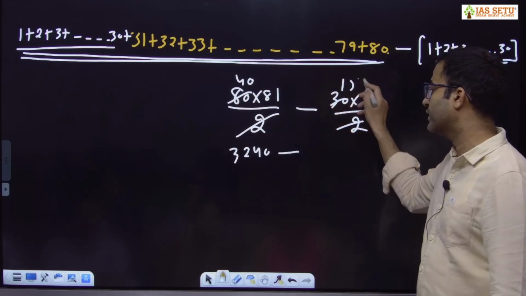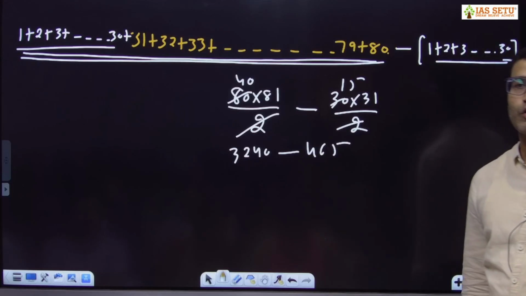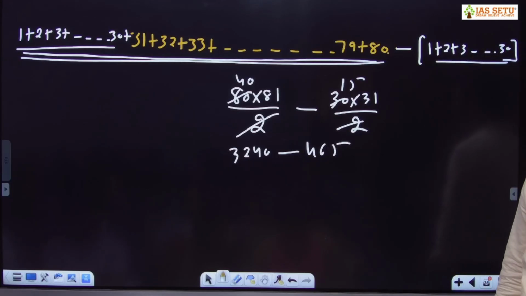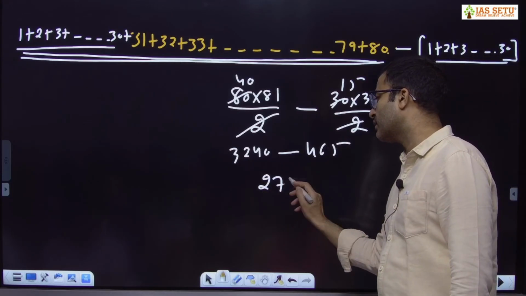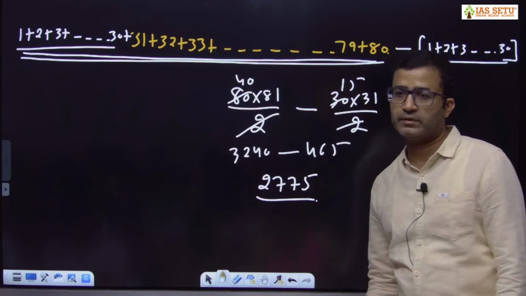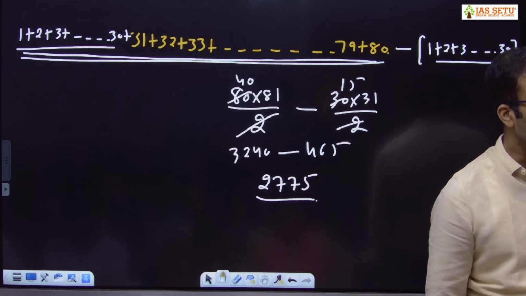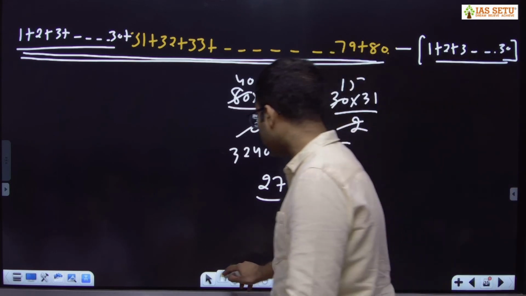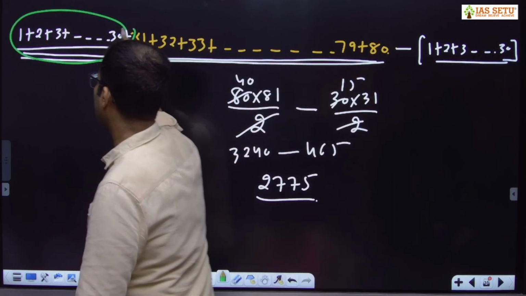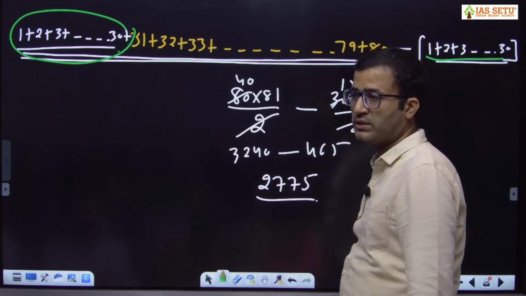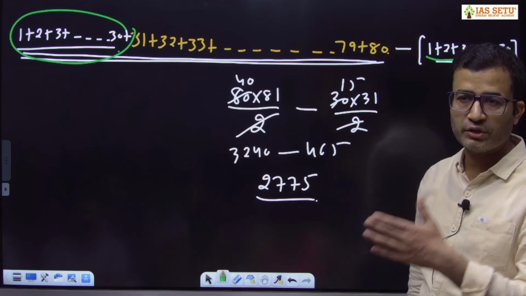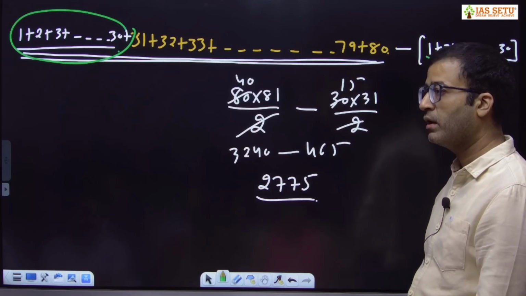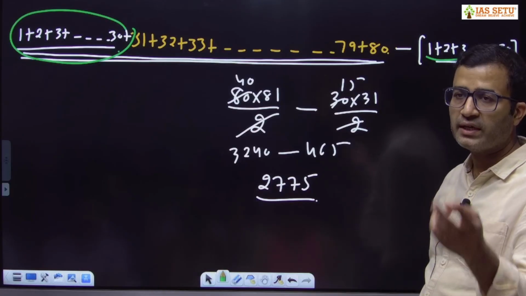So what is your answer? 3240 minus 465. Your answer will come 2775. So we can use this formula only when your series starts from 1. If it is not starting from 1, आप complete कर सकते हो. 1 to 30 missing था, so we can add this, provided that the same thing you subtract in the end. So you get two series, 1 to 80 and 1 to 30. If you understood, okay. Otherwise, let's try two more questions.